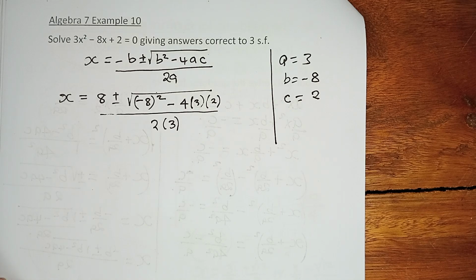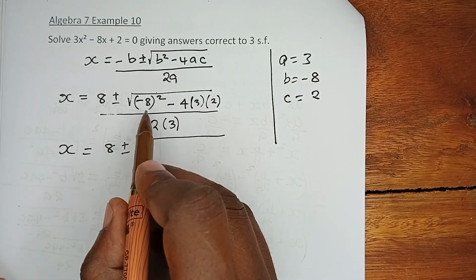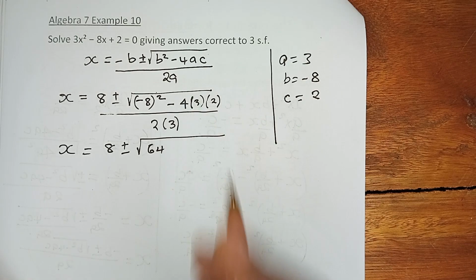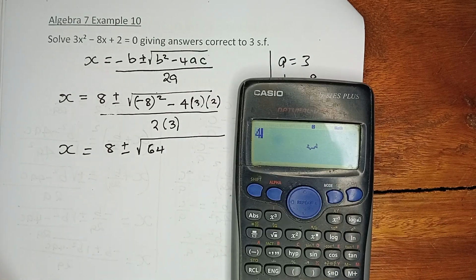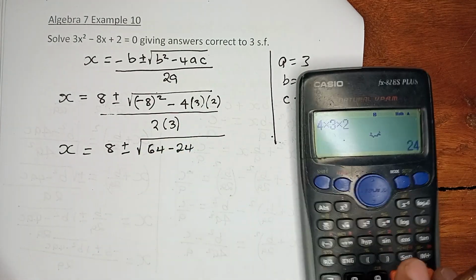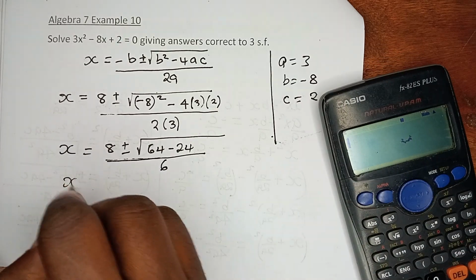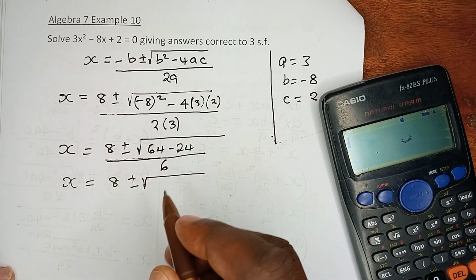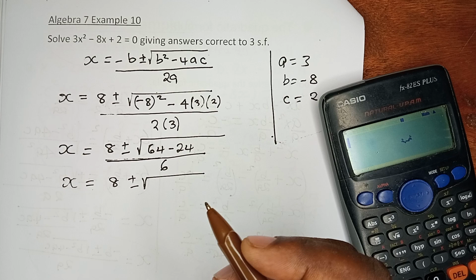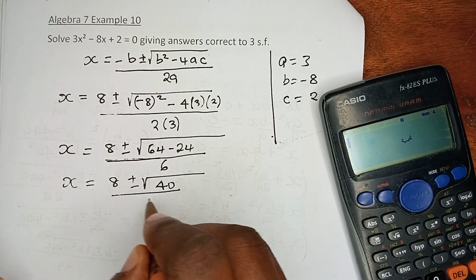Now I want us to use the calculator. As we say, x equals 8 plus or minus the square root of -8 squared, which is 64, minus 4 times 3 times 2, which is 24, everything now over 2 times 3, which is 6. Now x continues to be 8 plus or minus the square root of 64 minus 24, which is 40, all over 6.